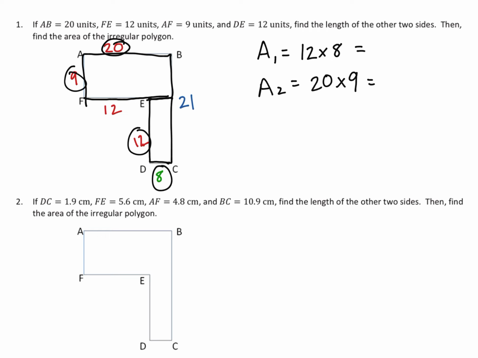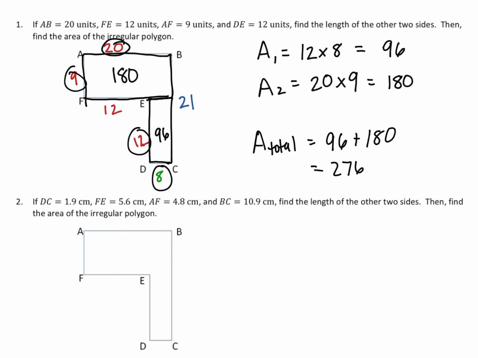Well, 2 times 9 is 18, so 20 times 9 has to be 180. And 12 times 8 is 96. So if I wanted to know the area of the total, I would need to take that first area, which was 96, and the second one, which is 180, and combine them by adding. So 96 plus 180 is 276. And remember, we measured this one in units, so this one will be called units squared.